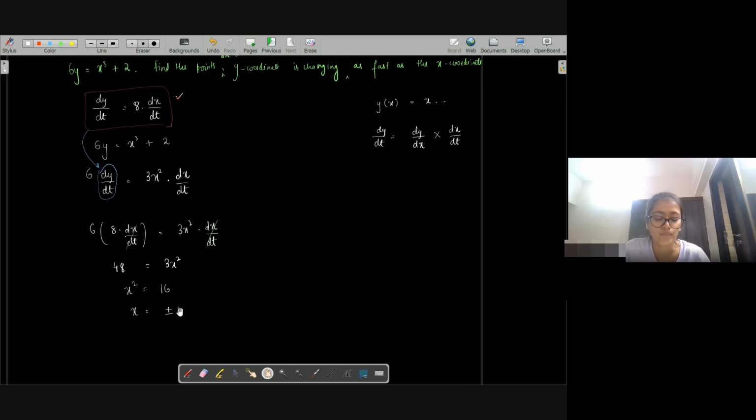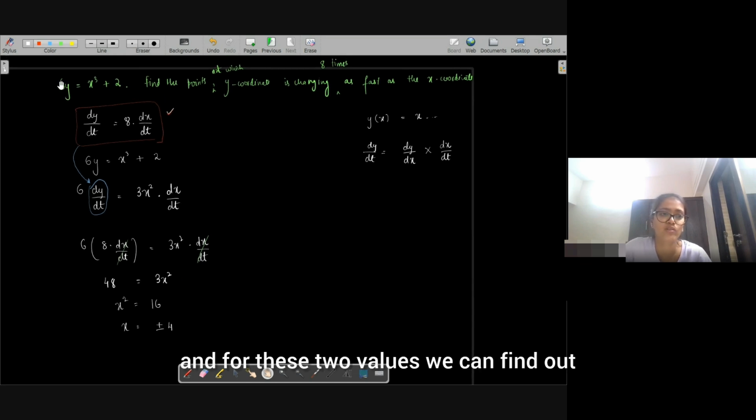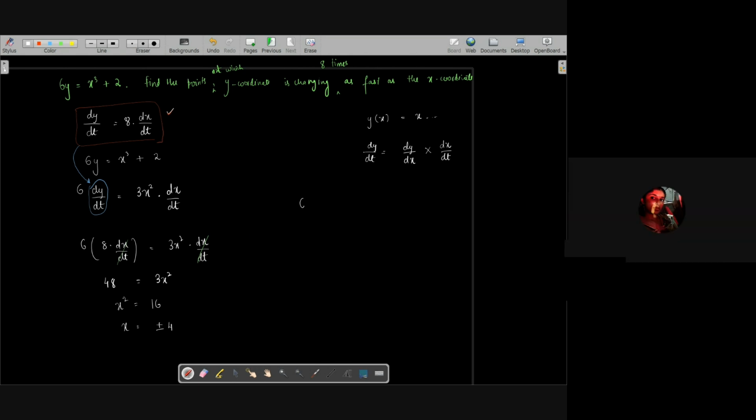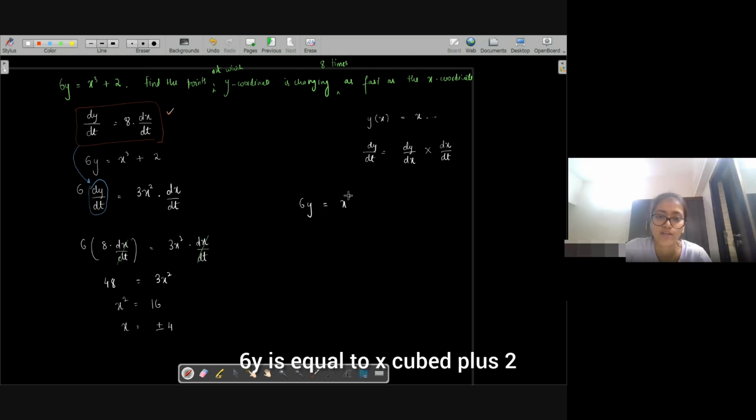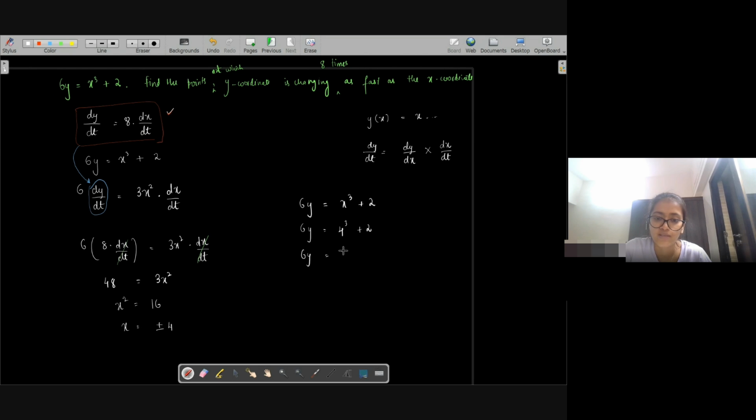Okay, got it. So you have two values of x, and for these two values, we can find the values of y. So we will get the points. 6y is equal to x cubed plus 2. If you take positive 4, so 4 cubed plus 2, 4 cubed is 64. 64 plus 2 is 66. So y is equal to 66 over 6, that is 11.